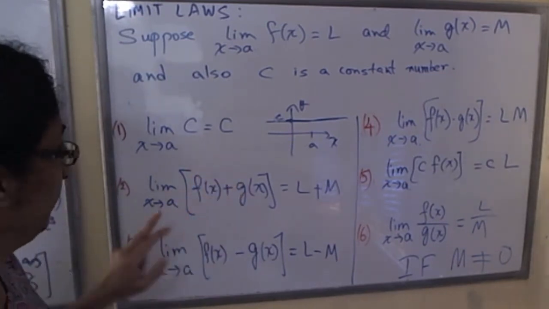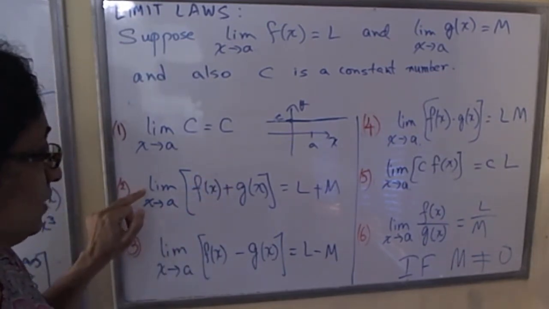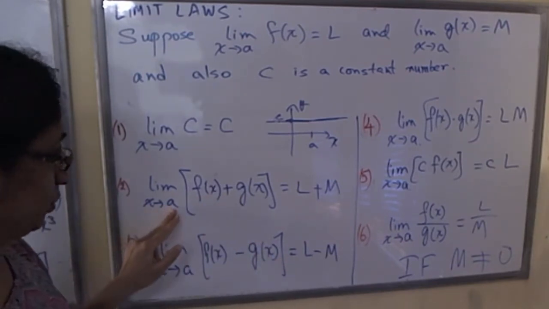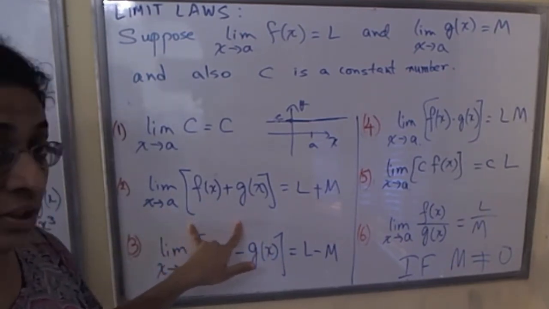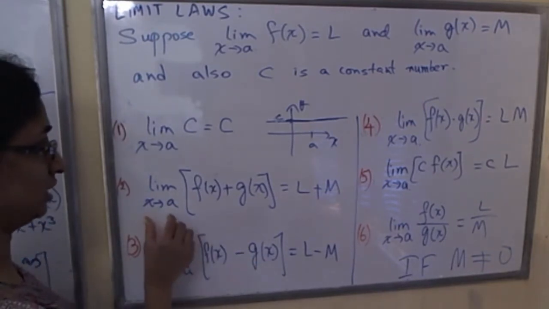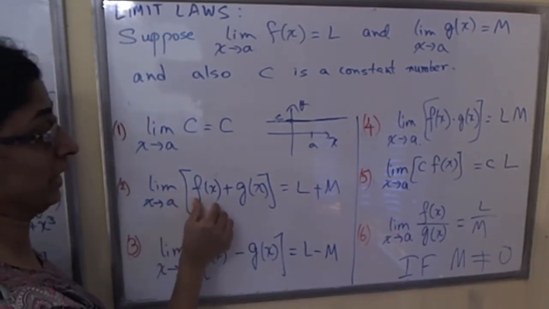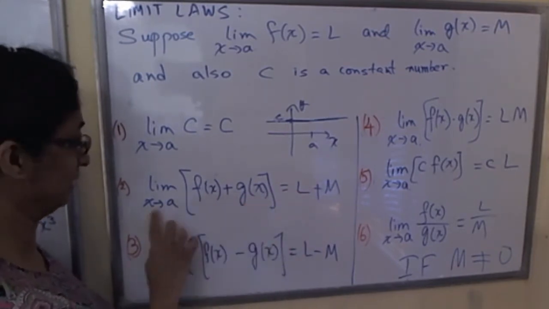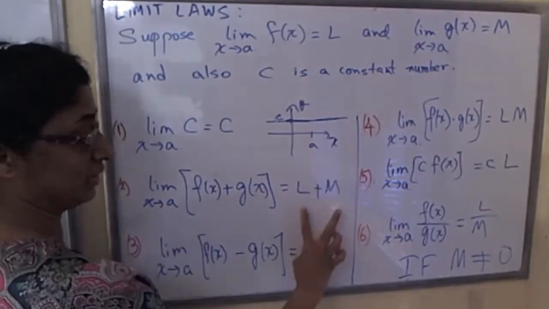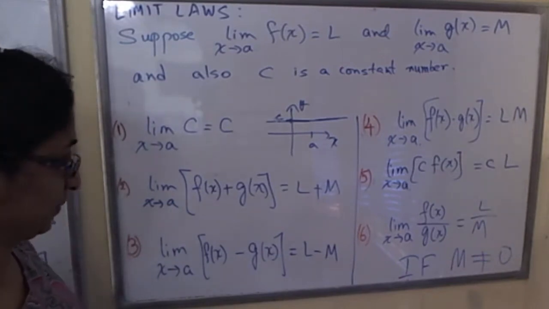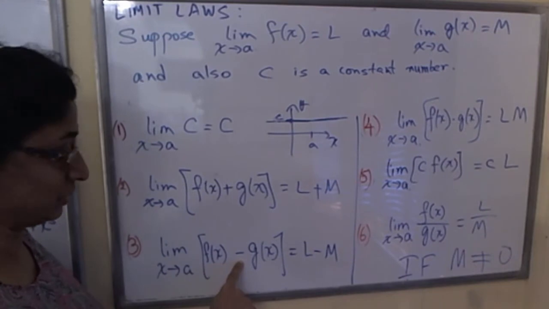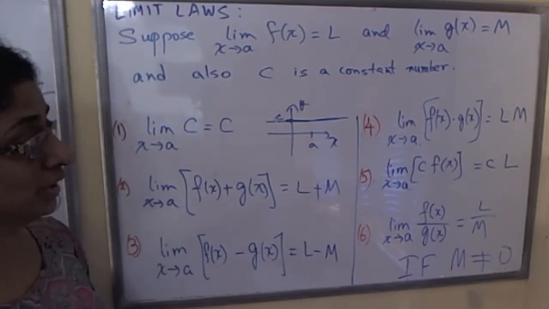And here it says the limit of the sum of two functions as x approaches a. If you have to find such a limit, it's all right to find individual limits. So the limit of f of x, which we said is L, then find the limit of g of x as x approaches a, which is m, and then add those limits separately. This is the same thing with plus replaced by a minus, so the subtraction law for limits.